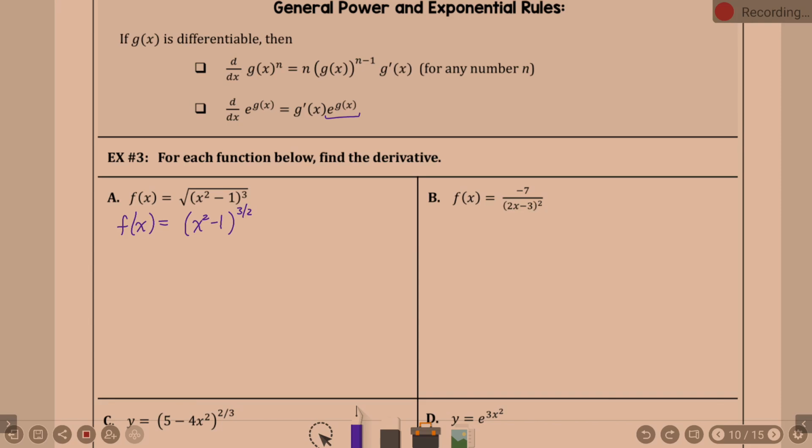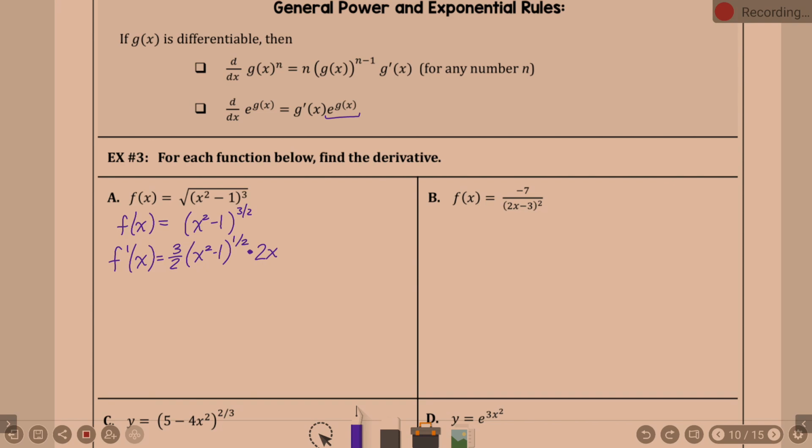Derivative of the outside. What's my outside? 3 halves. So how do I do the derivative of the power of 3 halves? We're going to put the 3 halves out front. Then what? Inside stays. x squared minus 1 stays as is. Subtract 1 from the power, and we're at 1 half. Times the derivative of the inside, which is 2x. Derivative of x squared is 2x.